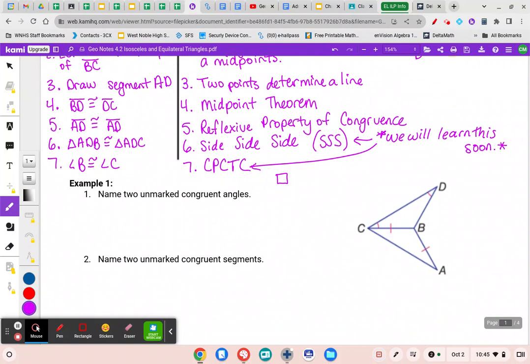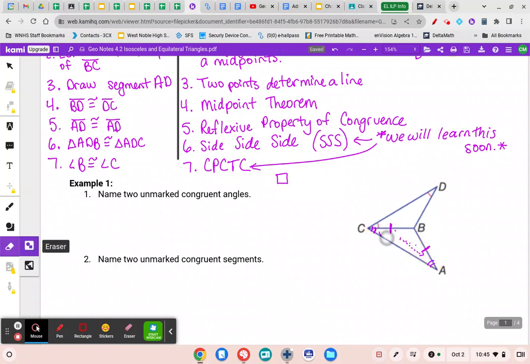Okay? So in this picture, we are going to name two unmarked congruent angles. Since they need to be unmarked, we will not be marking these two angles because they are already marked. We will look at the isosceles triangles. So we have this isosceles triangle here with two legs that are congruent. This means that the opposite angle, so the angle that does not touch that leg, has to be congruent to the other opposite angle down here.